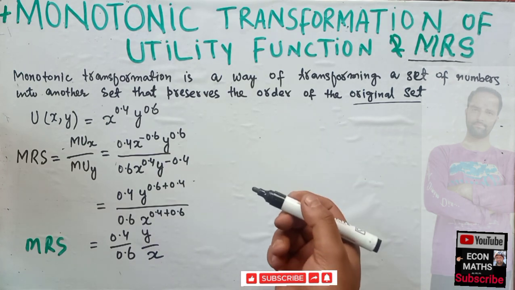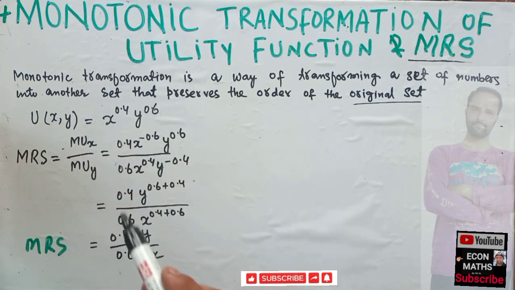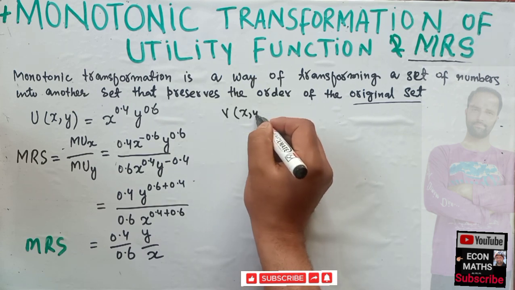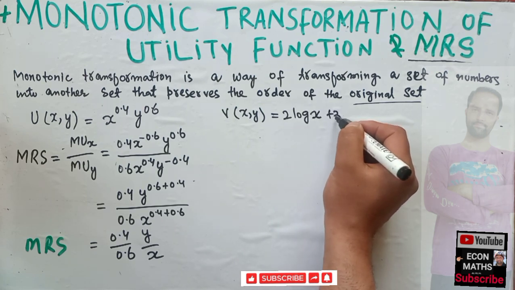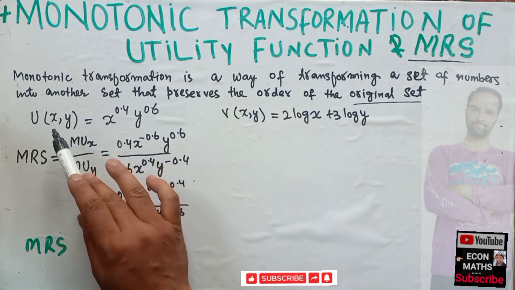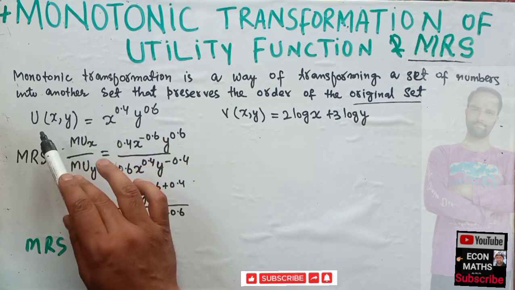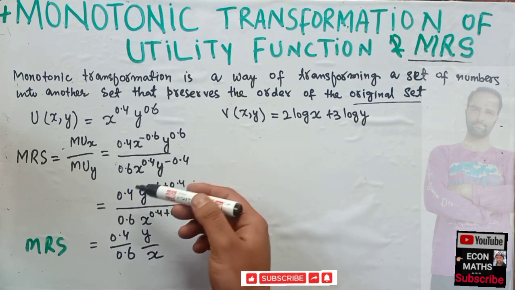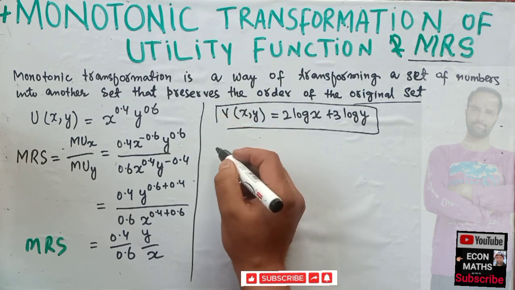Now let us say we have a monotonic transformation of this utility function, denoted by v(x,y) = 2 log x plus 3 log y. I am saying that this utility function is a positive monotonic transformation of the previous utility function. If this is true, then the marginal rate of substitution should be the same between these two utility functions. Now let's find out the marginal rate of substitution here.